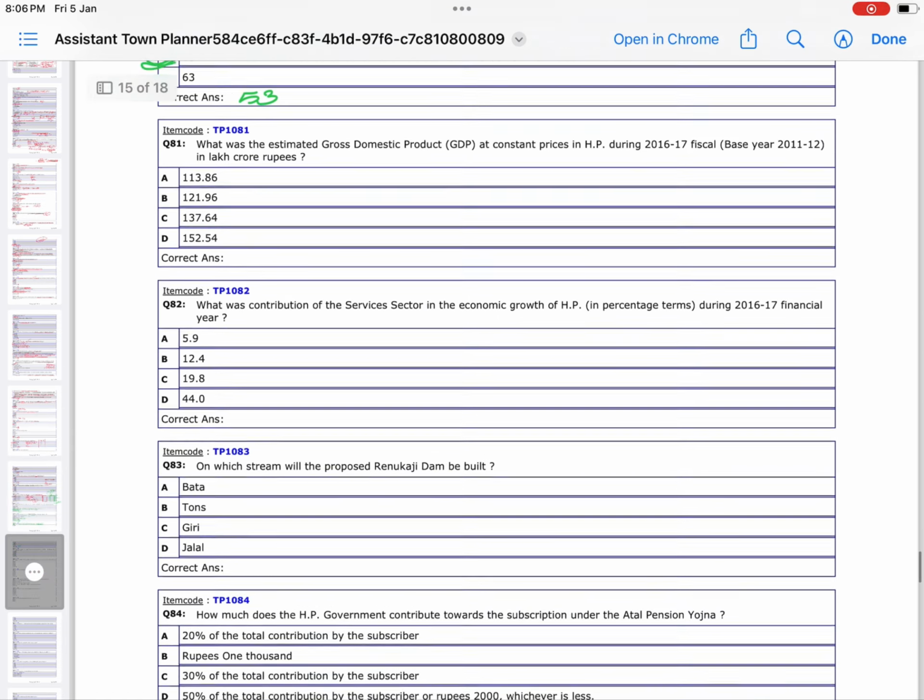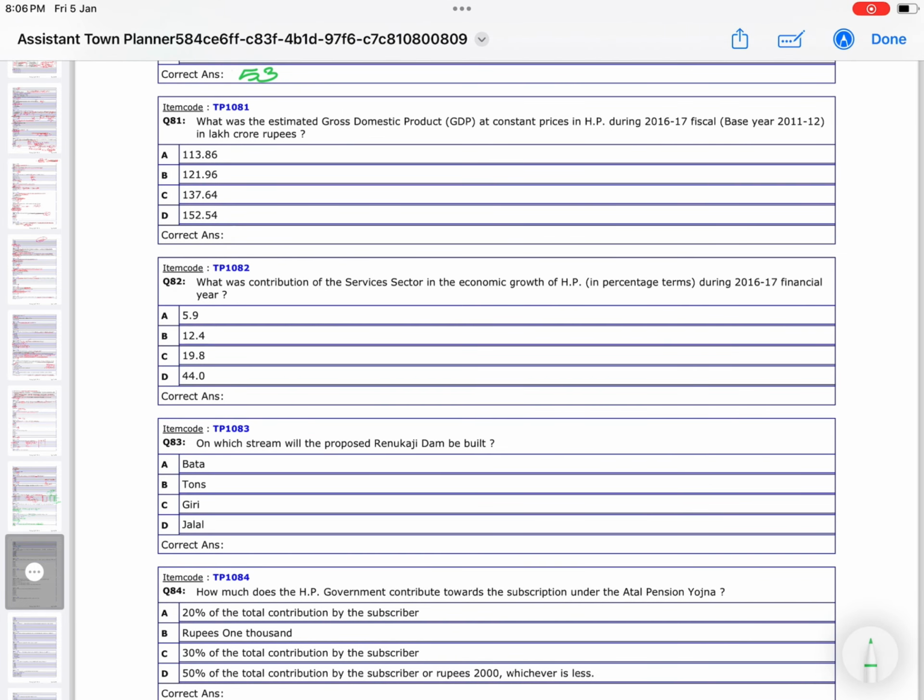Coming on to question number 81. What was the estimated gross domestic product at constant price in HP, Himachal Pradesh, during 2016 to 17 fiscal, with base year 2011 to 12, in lakh crore rupees? This type of question is a general knowledge question. If you are giving the exam from that state, you should know. In this case B is the correct option.